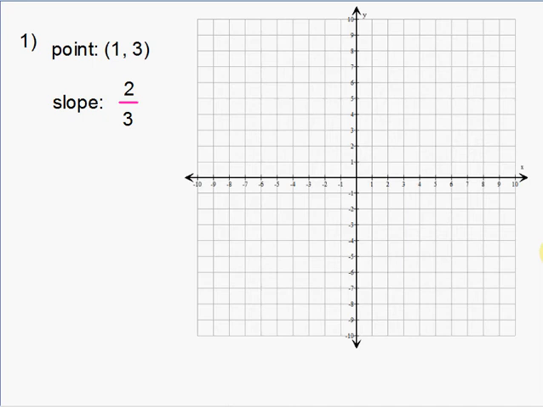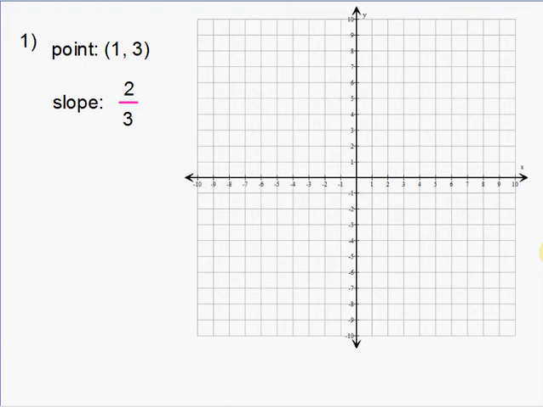Okay, so today what we're going to do is graph some lines, and we're going to do it by using a point that we're given and also the slope of the line that we're trying to graph. So let's go ahead and make a few graphs here.